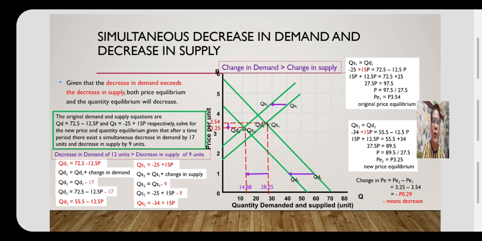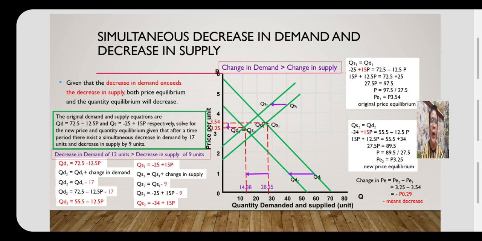So given their original equations, we can derive the new demand equation and the new supply equation. So let us first refer to the derivation of the new demand equation. To derive a new demand equation, we have to add a change in demand to the original demand equation.